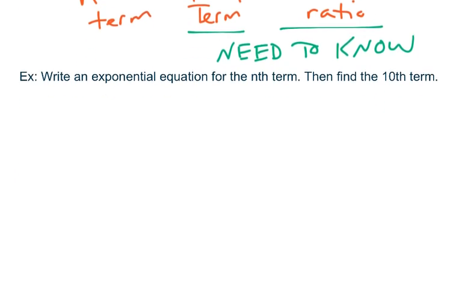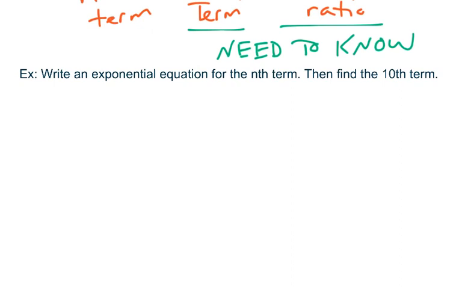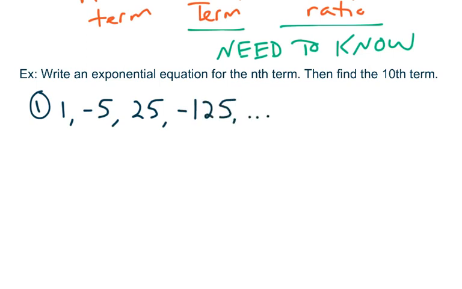So let's try a couple here. Write an exponential equation for the nth term. Then find the 10th term. Okay, so number 1, our sequence is going to be 1, negative 5, positive 25, and then negative 125. So we have a couple tasks. We need to write an exponential equation, and then we need to find the 10th term.